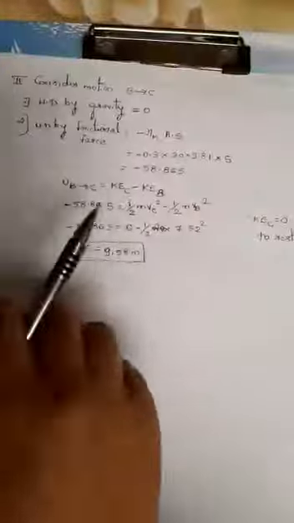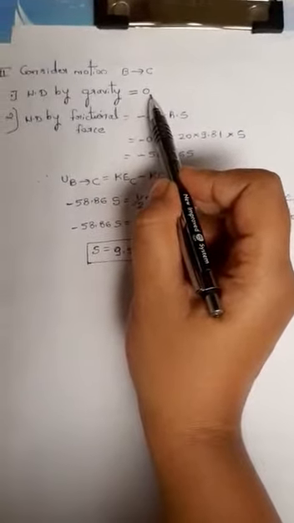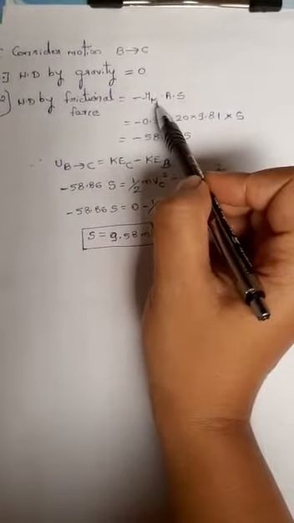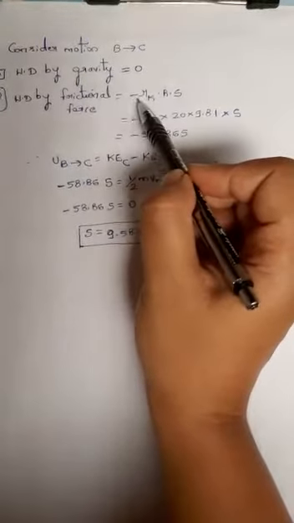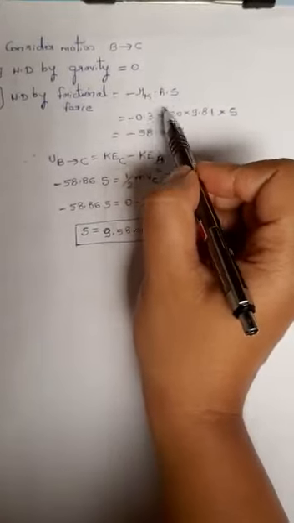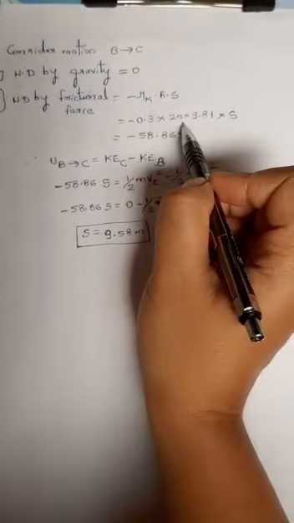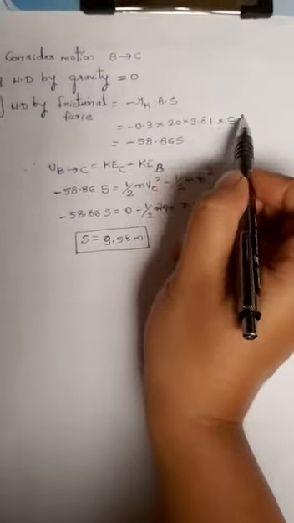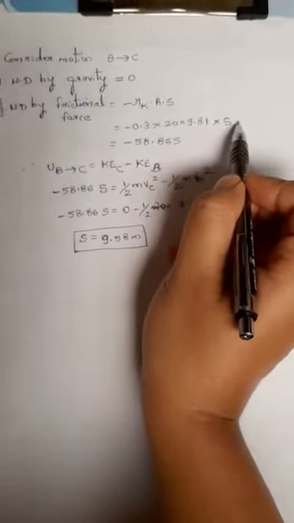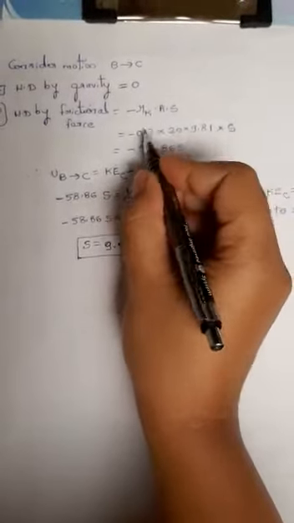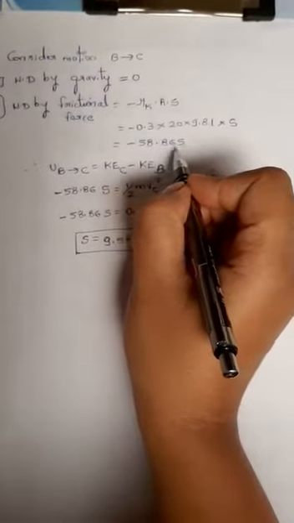Now, when you consider it from B to C, work done by gravity is 0 because it is acting on a horizontal plane. Work done by frictional force is this formula, minus mu k into R into s. It is always negative because it acts in the opposite direction. So minus 0.3, which is given, into what is R? R is equal to mg. So what is the value of mg? 20 into 9.81, and the displacement is an unknown value which is to be calculated from B to C. So I will keep that S value as it is here. I multiply this and get minus 58.86 S.